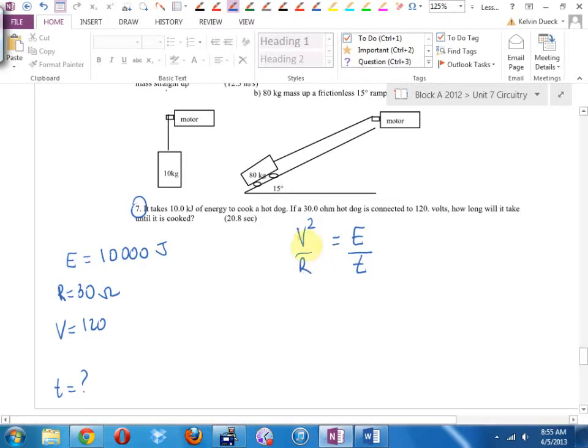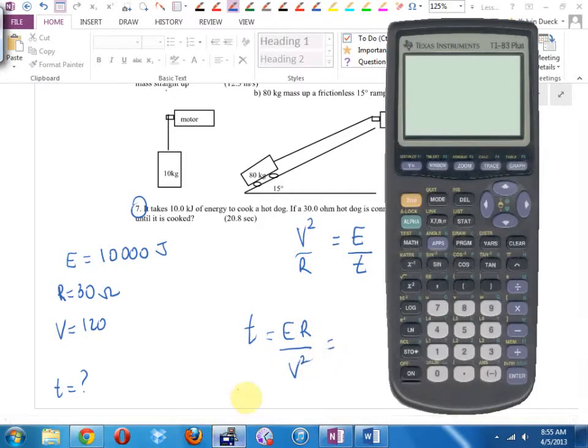Do you know V? Yeah. Do you know R? Yeah. Do you know E? Yep. I think we can solve for T. I think time is going to be the energy times the resistance divided by V squared, I hope.